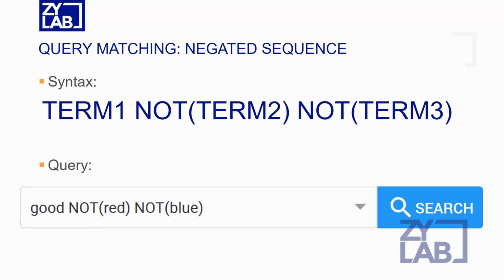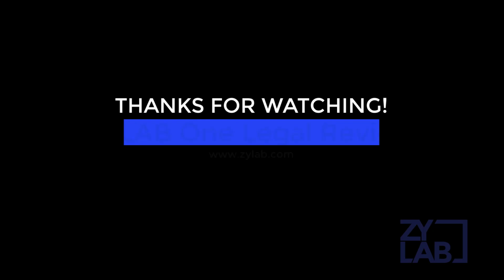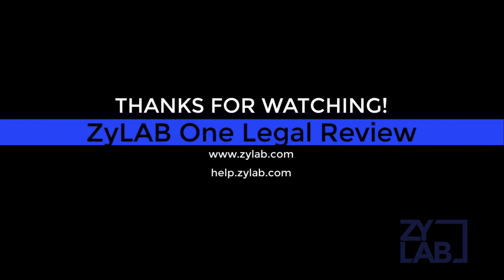The following is an example of a sequence query containing a number of trailing negated terms preceded by a positive term. Consider the query good, not red, not blue. The intent of the query is to find the word good followed by two terms that can be anything but red or blue. The query would return results as follows. Notice that the term good is followed by two additional terms, none of which are red or blue. This concludes the session on complex search queries.